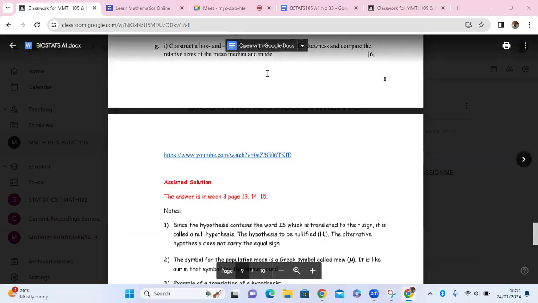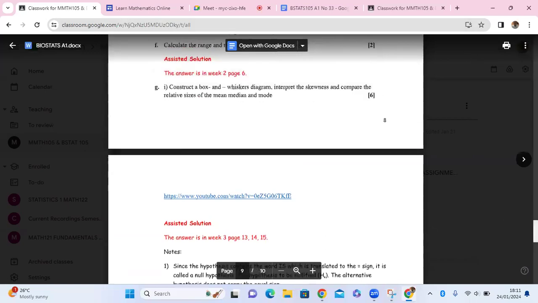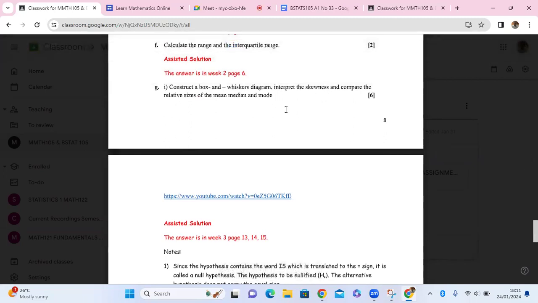So part G of number 19 says construct a box and whiskers diagram, interpret the skewness, and compare the relative sizes of the mean, median, and mode. The box and whiskers is a very popular, very powerful way of representing data using a diagram, a picture worth 1,000 words. For help, we can go to week 3, or unit 3, and then we'll come to this video.